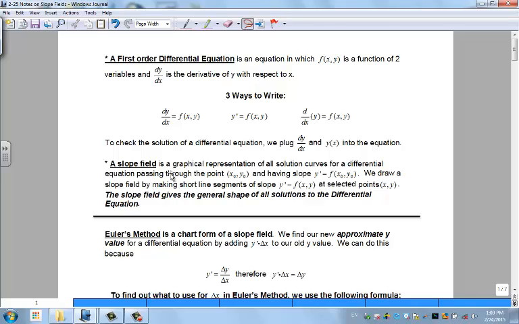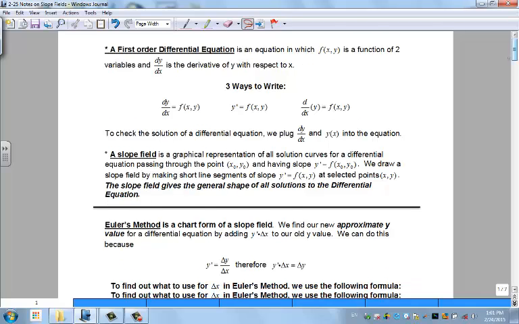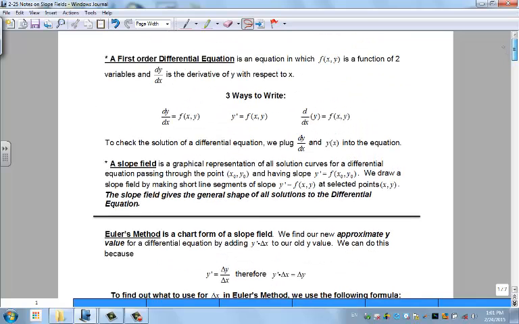So today we're going to look at a slope field, which is the graphical representation of all the solution curves for a differential equation passing through a point and having given slopes. The way we draw a slope field is by making short line segments of the slope, that is whatever y prime is, at selected points. So you actually plug x and y into y prime, and then you draw a little line that has that slope at that point. And the slope field will always give you the general shape of all the solutions to a differential equation. So that's all I'm going to cover on this page today. The Euler's method on the bottom I'm going to cover next class.